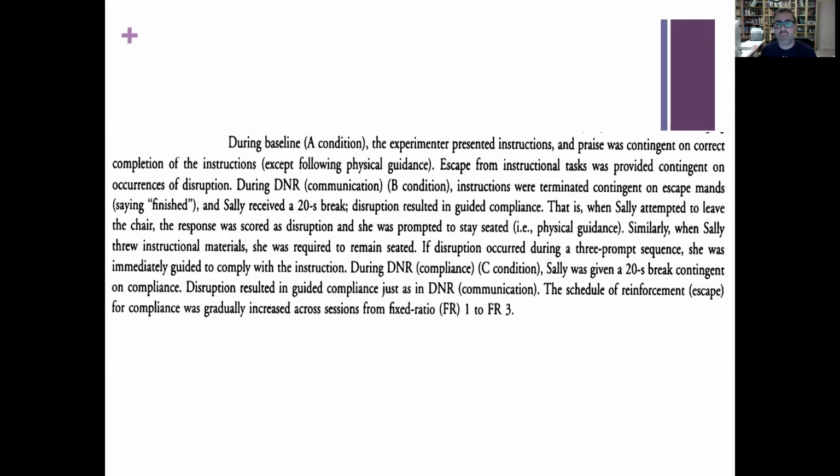Now, during the communication condition, or differential negative reinforcement of communication, which is the B condition, and you'll see in the graph in a second, instructions were terminated, right? So that's the reinforcer, escaping from the task. Negative reinforcement was provided on mands, or when she said finish. So they taught her to say finish. And when she said finish, of course, the tasks went away.